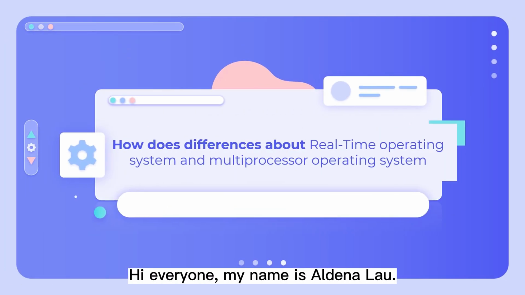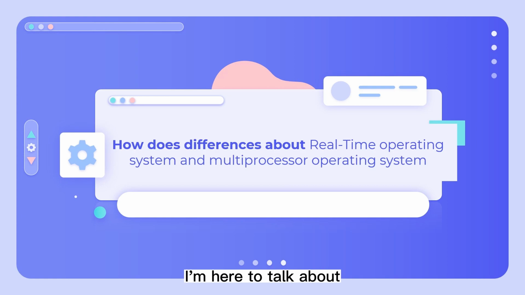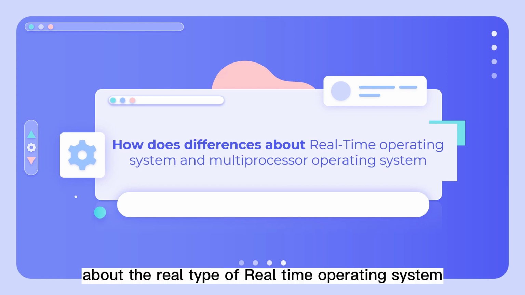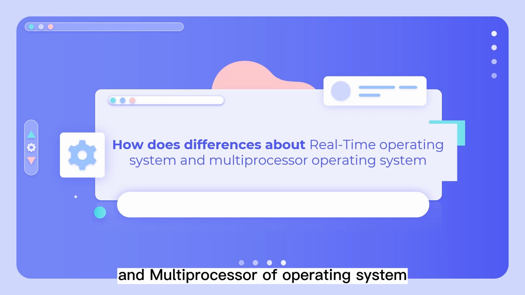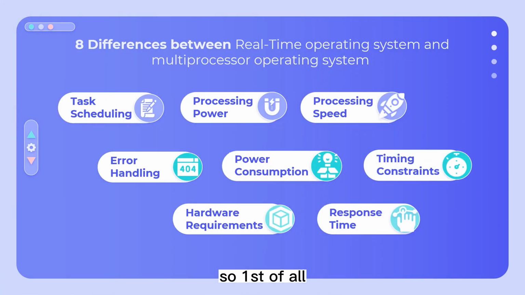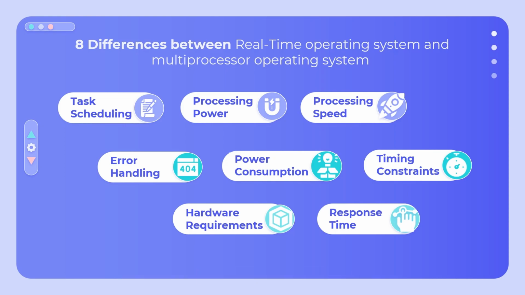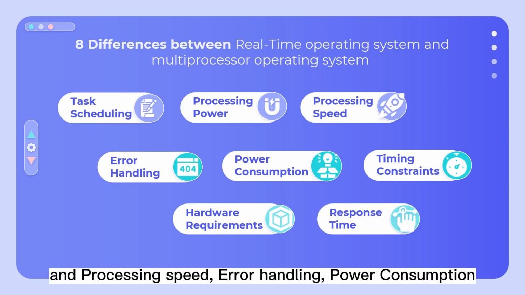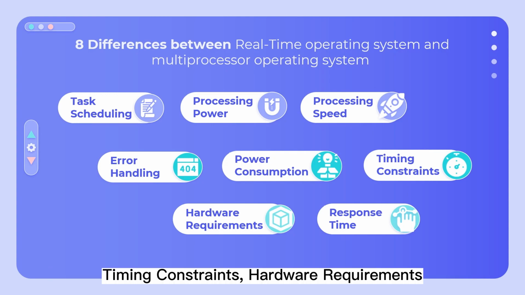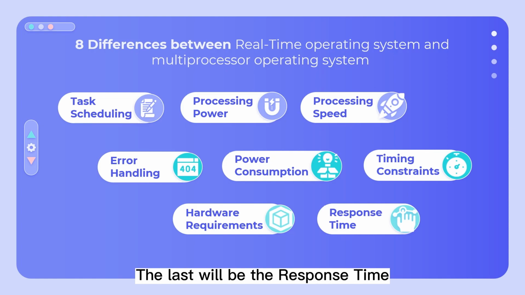Hi everyone, my name is Yavina Lau. I'm here to talk about the differences between the real-time operating system and multiprocessor operating system. First of all, I will talk about the 8 differences between the real-time operating system and the multiprocessor operating system. The first will go with the task scheduling, processing power, and the processing speed, error handling, power consumption, timing constraints, hardware requirements. The last will be the response time.